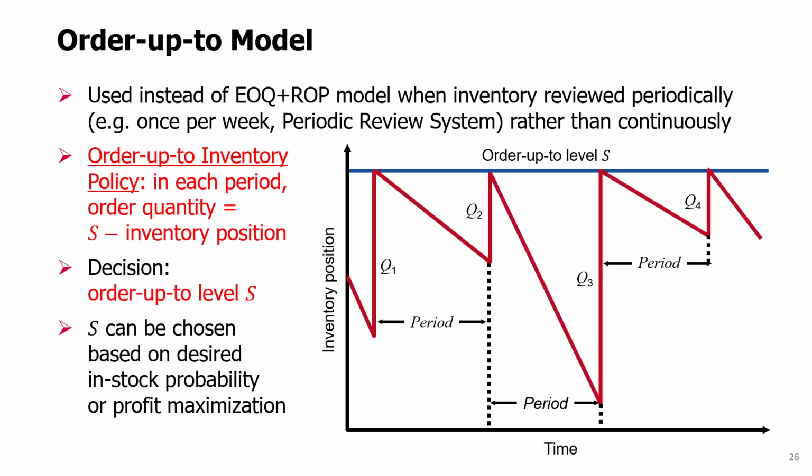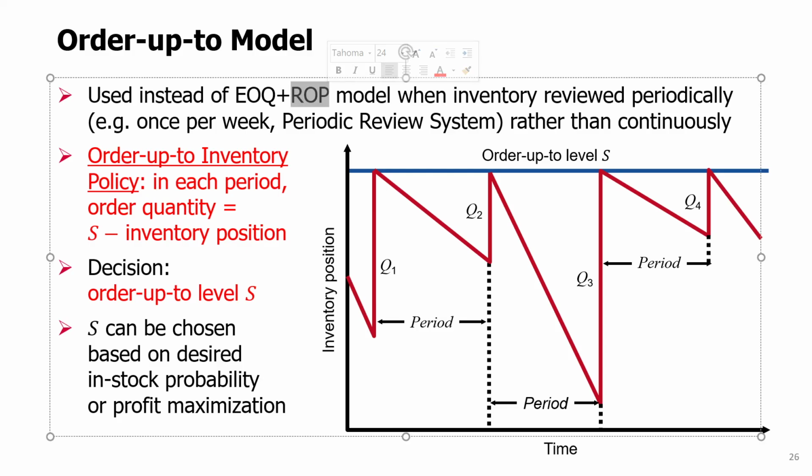Another model that can be used instead of the EOQ and ROP model is when we have a periodic review system, where inventory is reviewed periodically rather than continuously. So before, if you recall, I assumed that ROP is useful when you have, let's say, an information system that automatically reviews inventory, and the moment inventory position drops to or below ROP, an order is issued. But in some situations, it makes sense to just review inventory periodically and then issue an order.